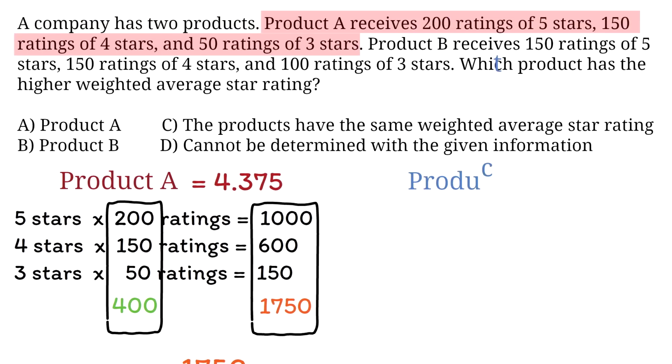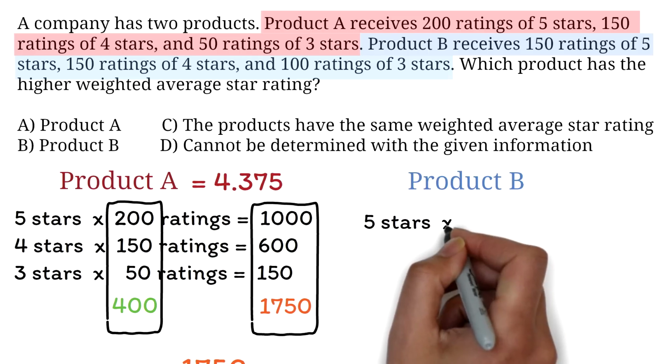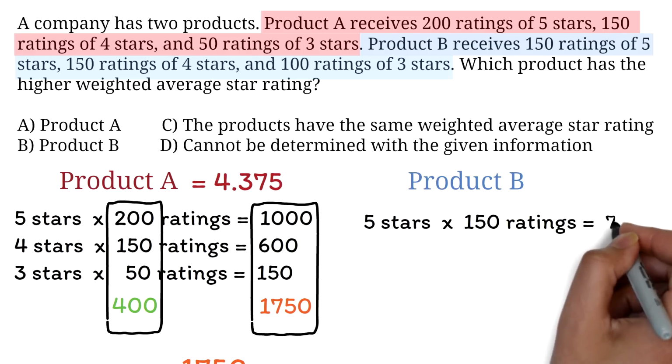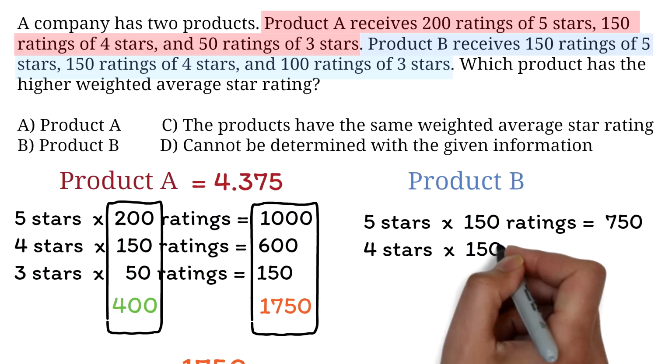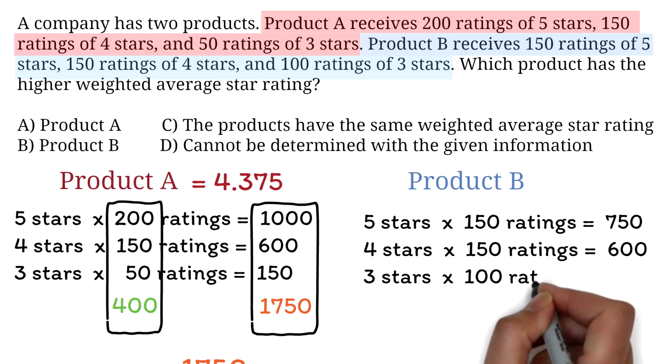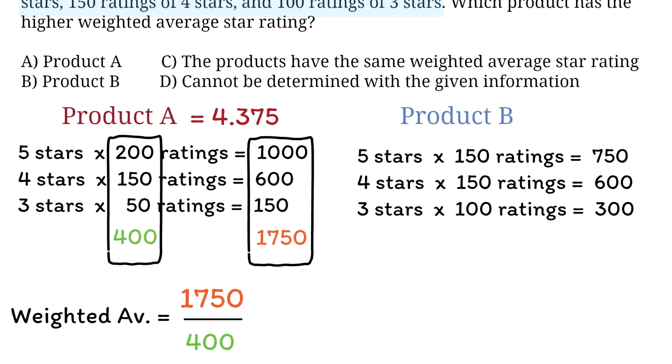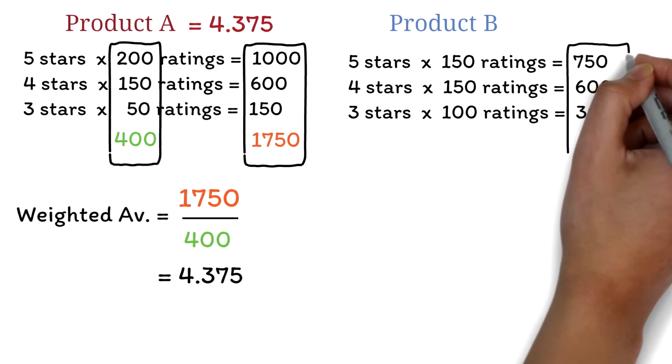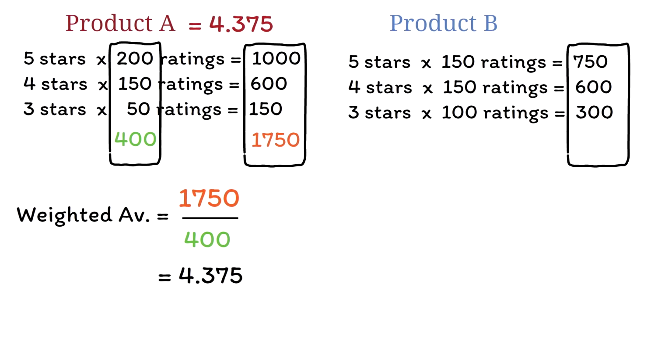Now let's find the weighted average of product B. You can try it out. We are using the ratings for product B. First, multiply each rating by the number of times it was given. 5 stars times 150 ratings equals 750. 4 stars times 150 ratings equals 600. 3 stars times 100 ratings equals 300. Next, add these values together. 750 plus 600 plus 300.